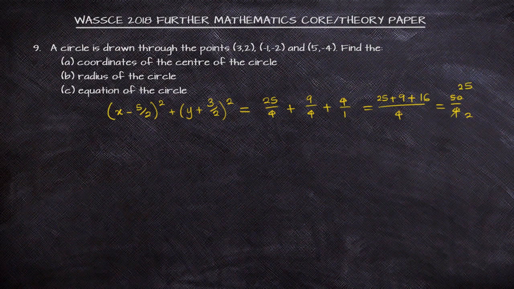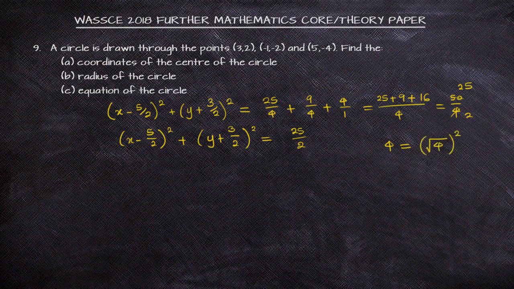Such that our expression for the equation of the circle will be x minus 5 over 2 all square plus y plus 3 over 2 all square, and that's equal to 25 over 2. But I want to postulate something. If I say square root of 4 all raised to power 2, that will be 2 raised to power 2, which is equal to 4. So finding the square root and squaring is actually annulling each other. That means I can say this is square root of 25 over 2 all square. It's as if I'm just writing 25 over 2 alone.